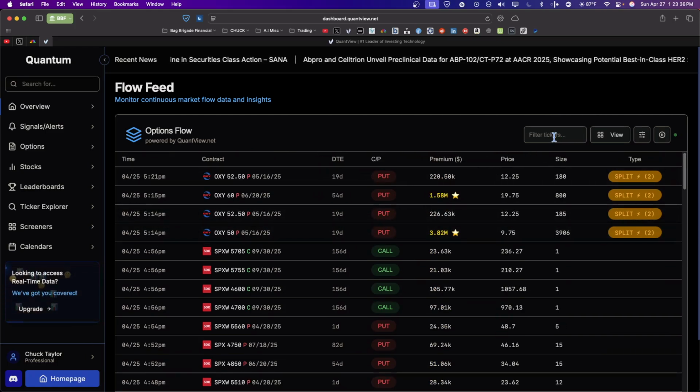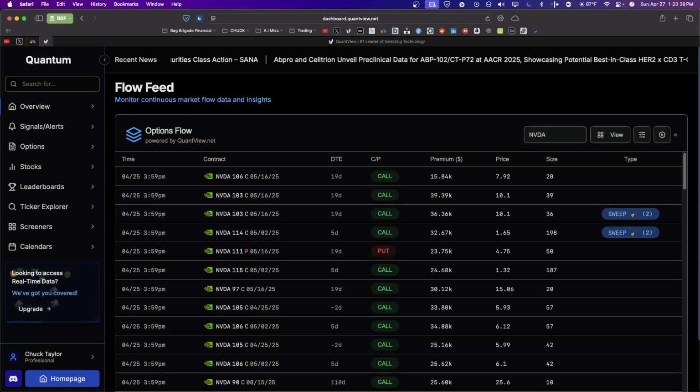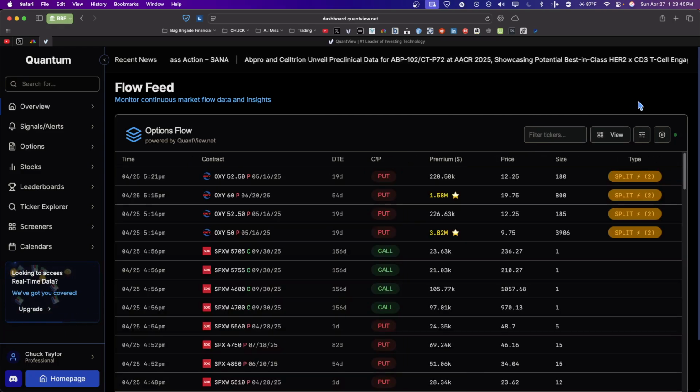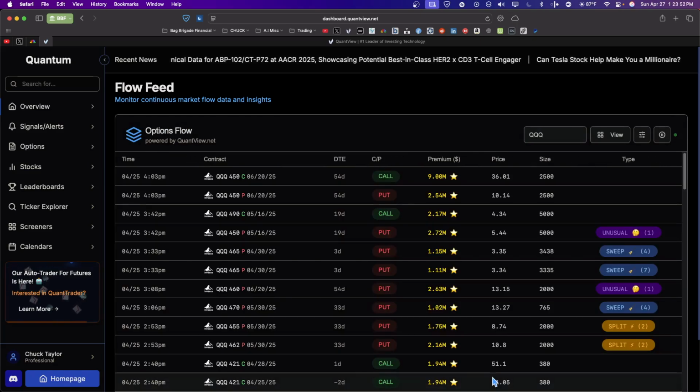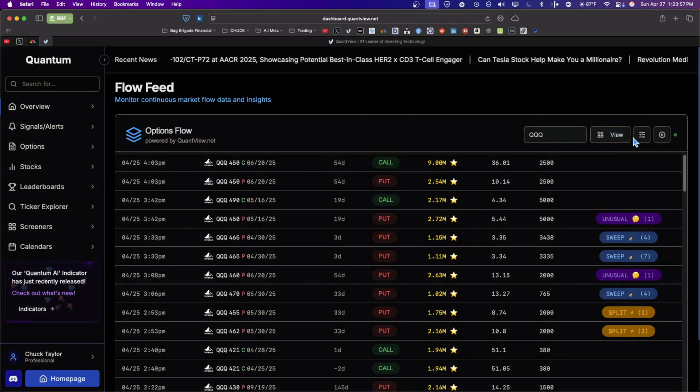So you can filter, obviously, just for a certain equity, and you can also enter in QQQ, and you want to see at least 1 million minimum in premium just to see. Well, there you go. So you can do a lot of different things like that.